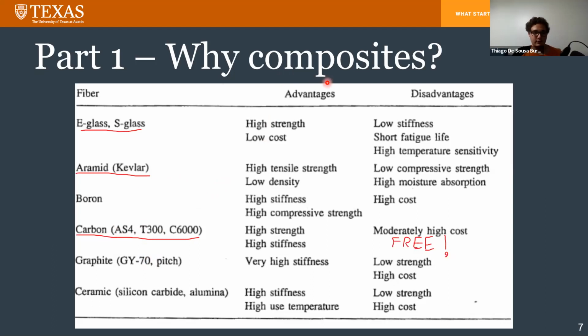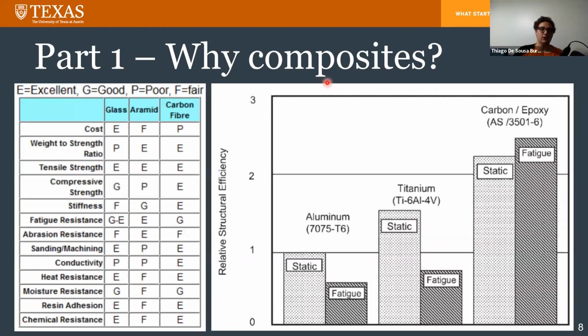And in terms of, so this is just a chart comparison. Carbon fiber, the only thing that's really considered poor is the price, which again, is free for us. Everything else is excellent to good.